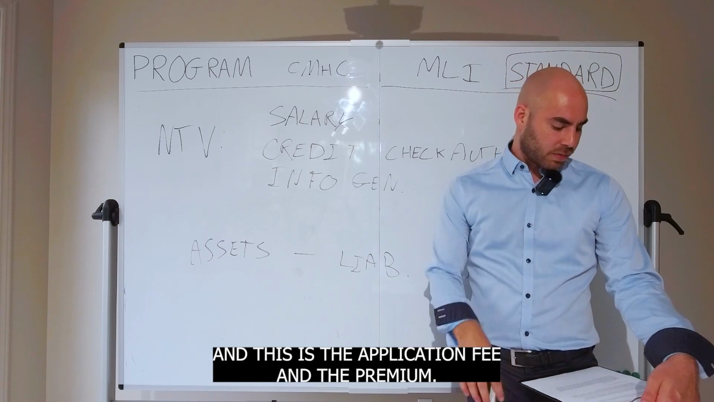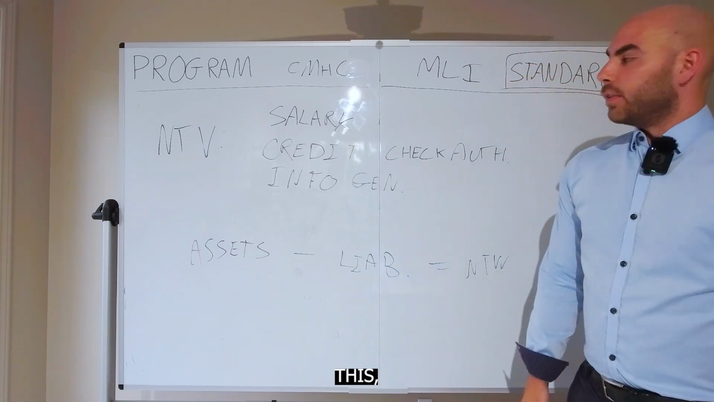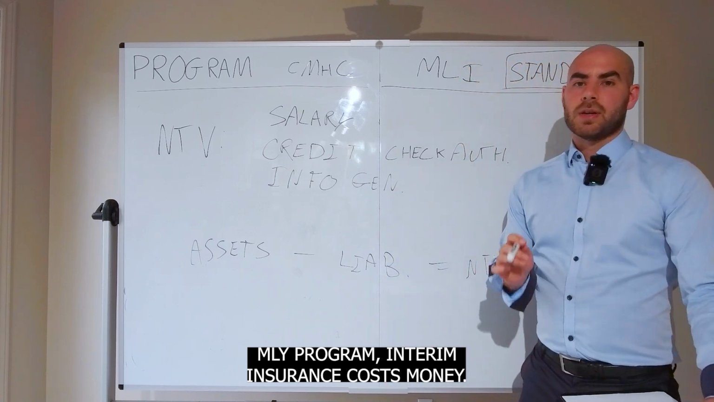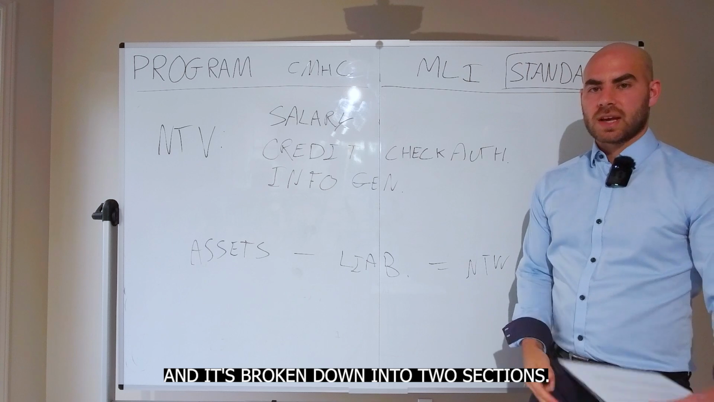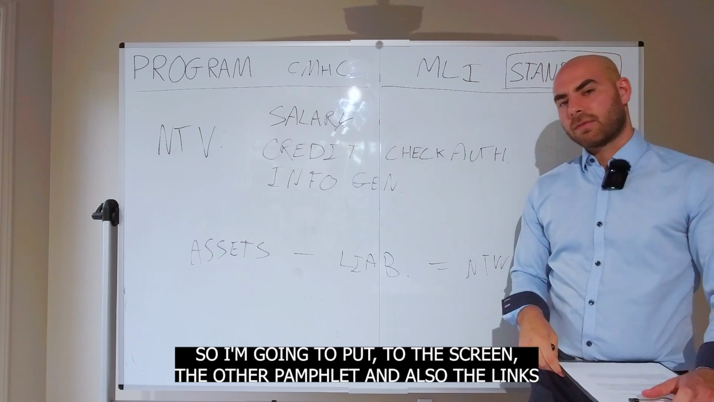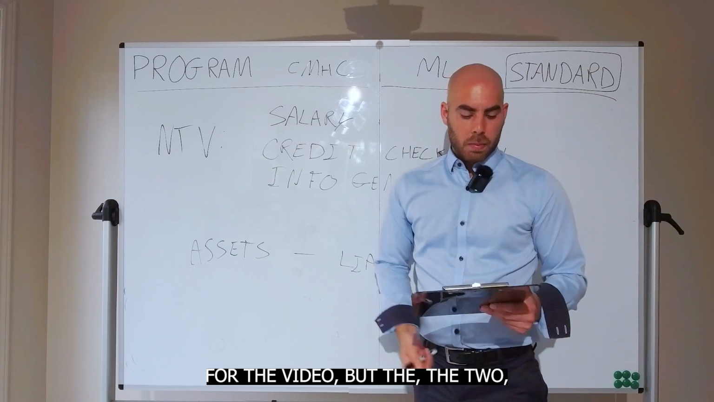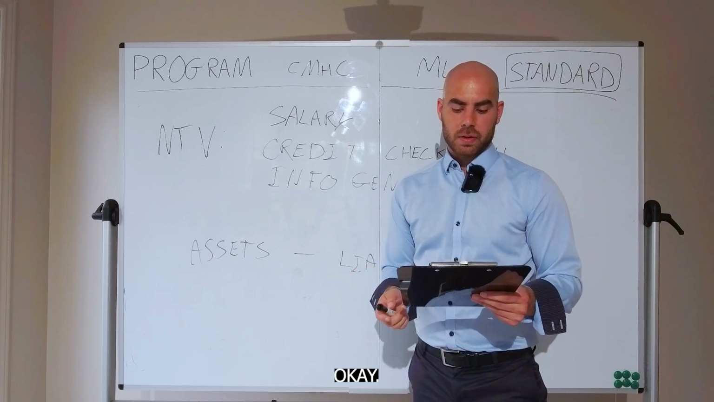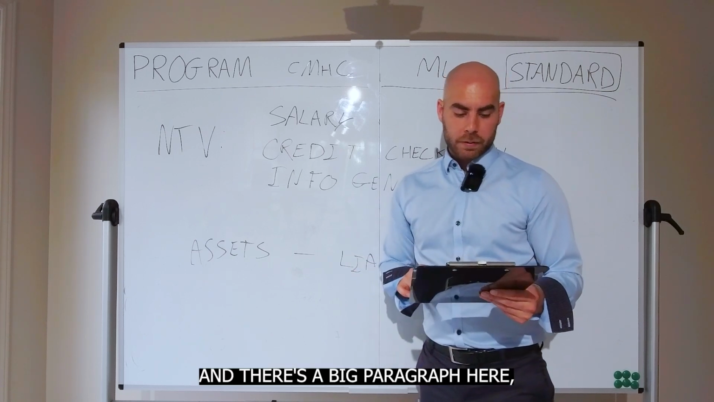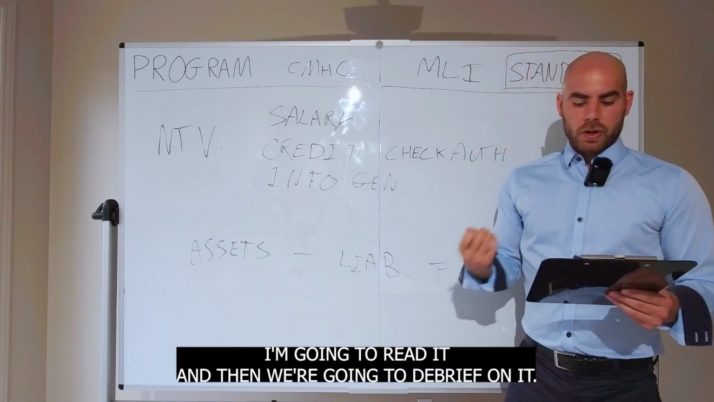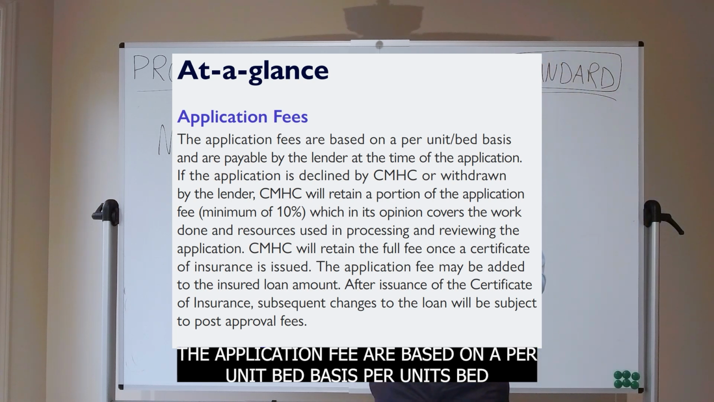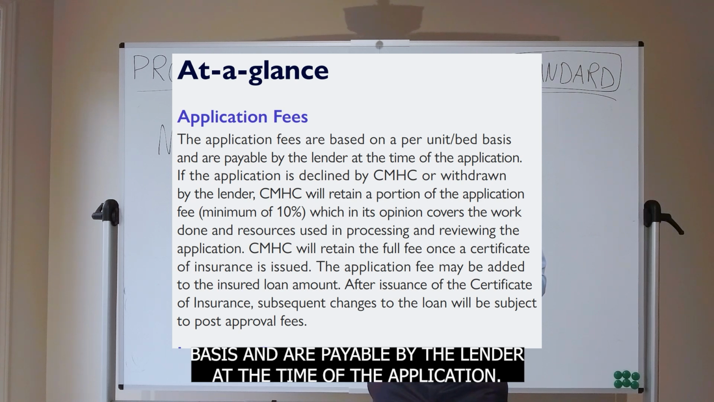And this is the application fee and the premium, okay? This MLI program insurance costs money, okay? And it's broken down into two sections. So I'm going to put on the screen the other pamphlet and also the links for the video. But the first of the two sections is the application fee, okay? And there's a big paragraph here. I'm going to read it and then we're going to debrief on it, okay? So application fee. The application fees are based on a per unit / bed basis, and are payable by the lender at the time of the application.